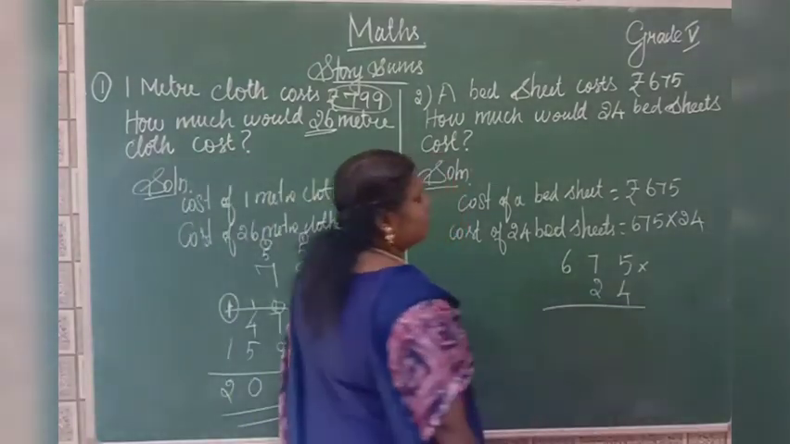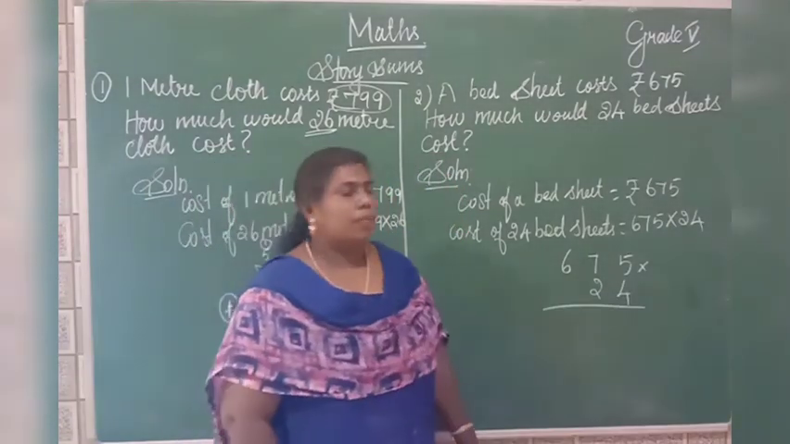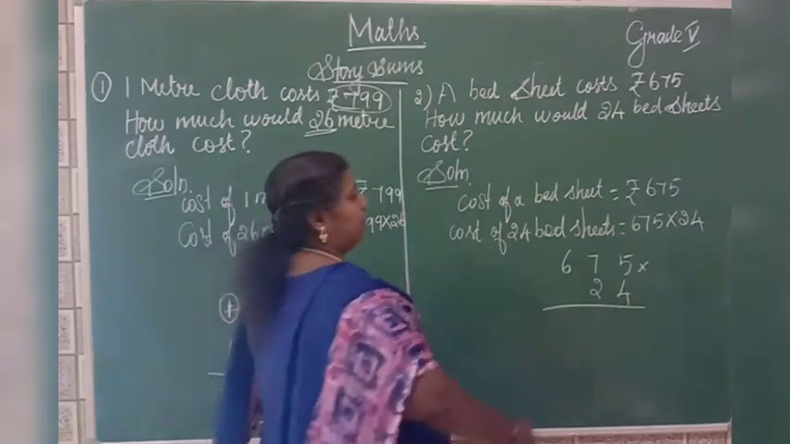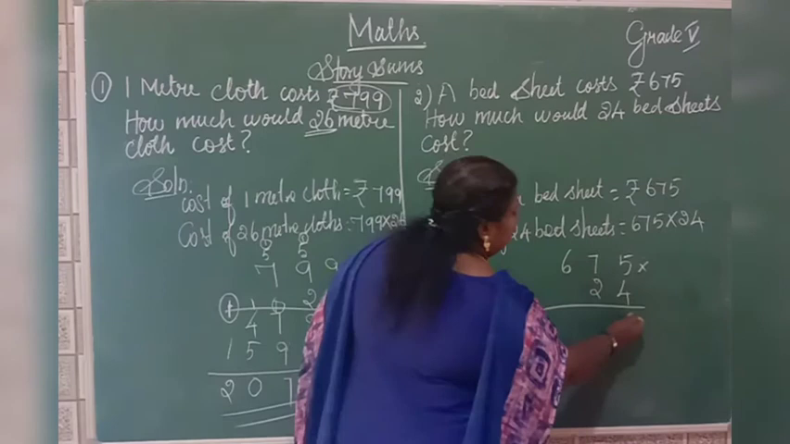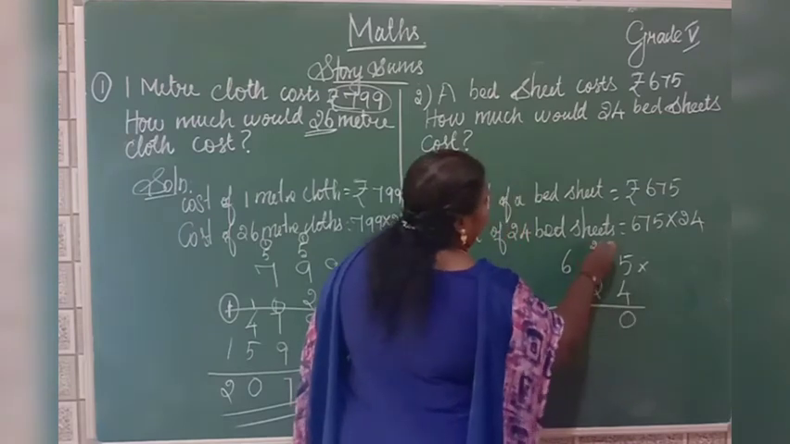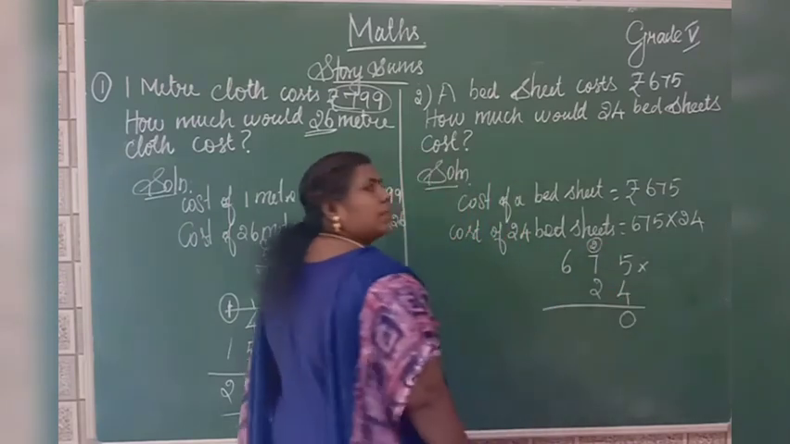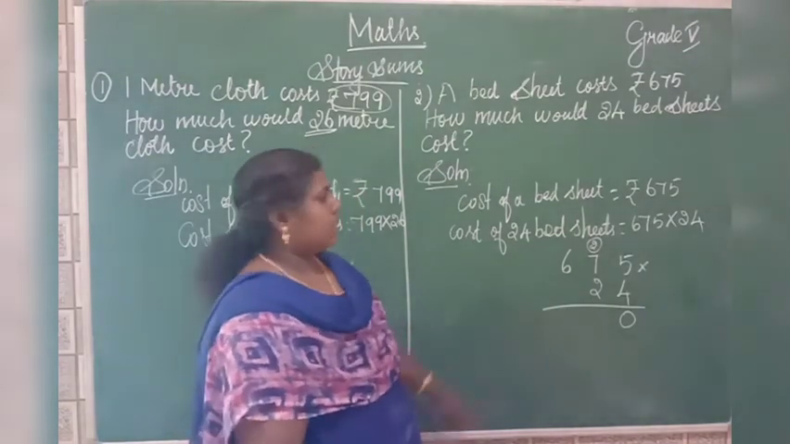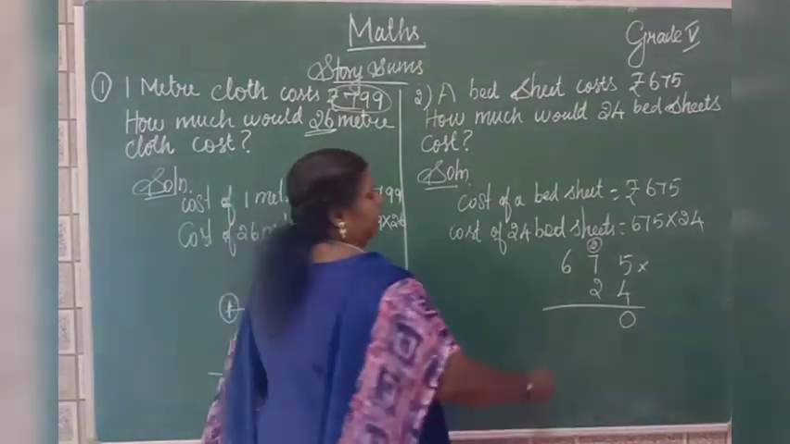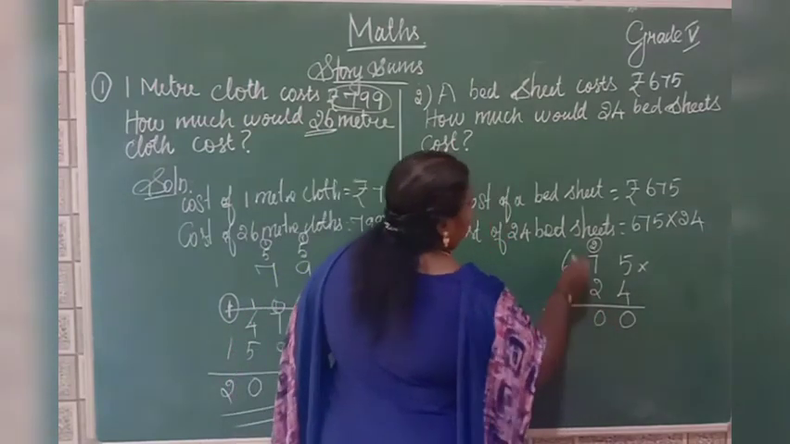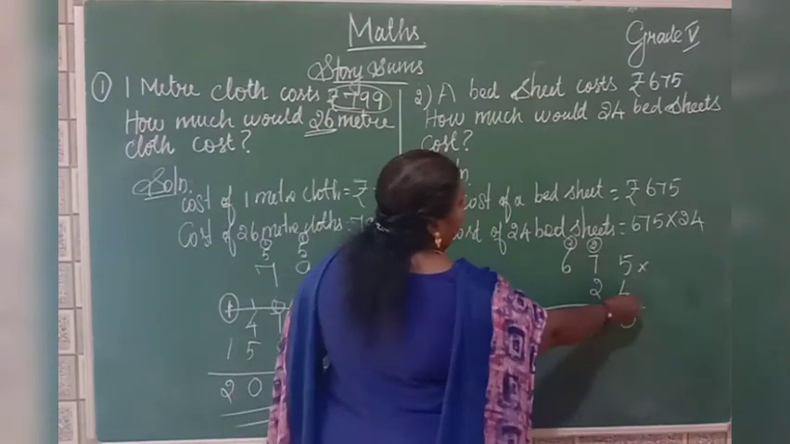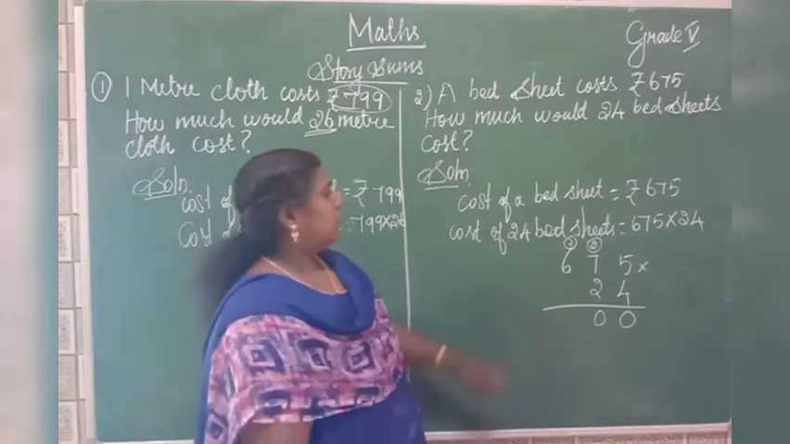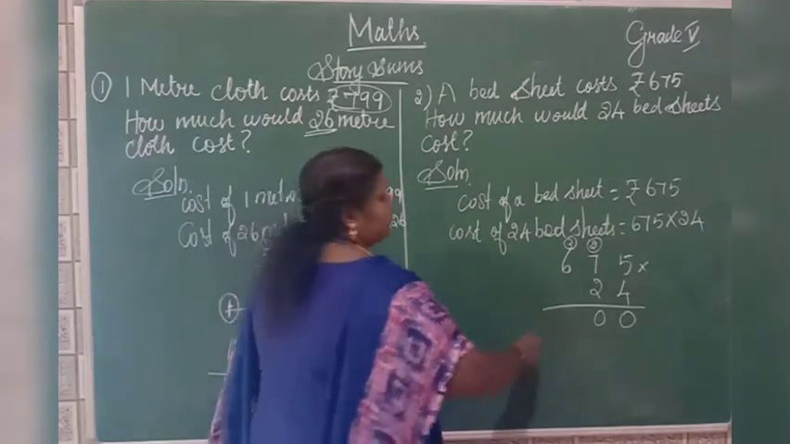5 times 4. First we are going to use which table? Fifth table or fourth table, right? Yes, fourth table. 4 times 5 is how much? 20. Then 2 carry. Then 4 times 7 is how much? 28, isn't it? Yes. 28 plus 2, 30. That means 0, 3 is here. Then 4 sixes are 24, plus 3, 27.